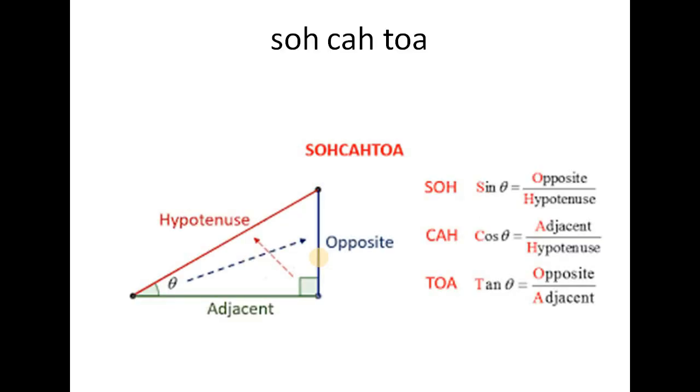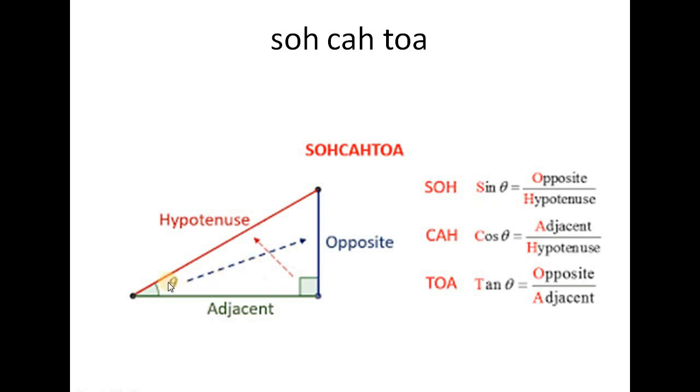SOHCAHTOA. So what is this SOHCAHTOA? So before going into SOHCAHTOA, you could have come across the terms sine, cos and tan. So these are the ratios that form the fundamentals for trigonometry. For our angle theta, we know what is an opposite side and what is an adjacent side and what is a hypotenuse. What is a hypotenuse?